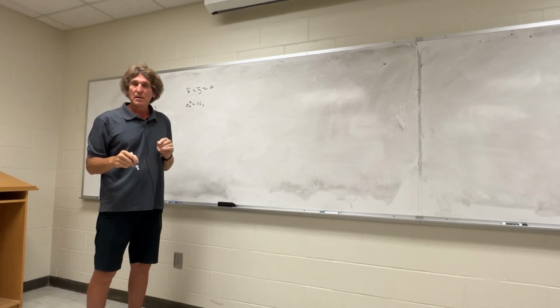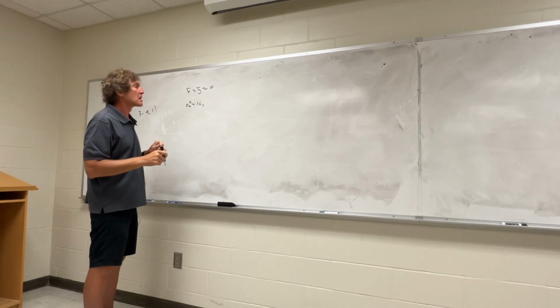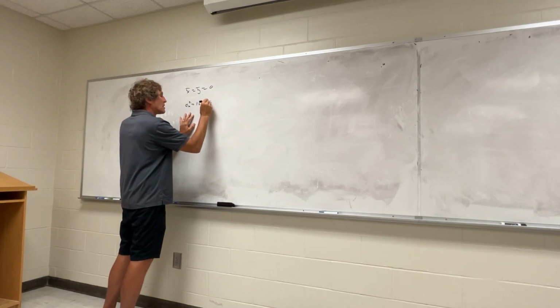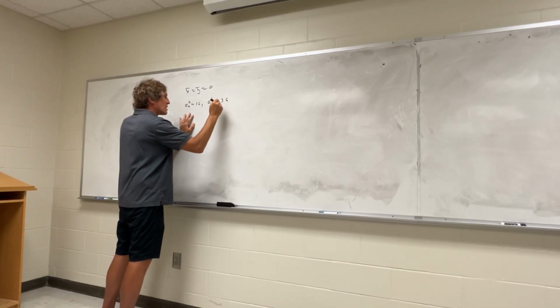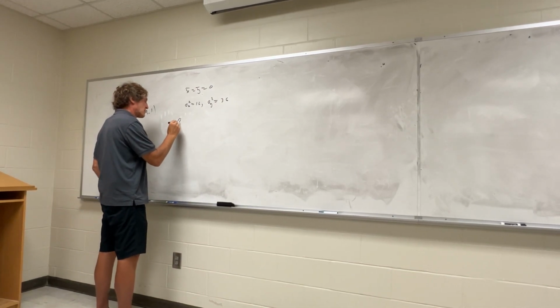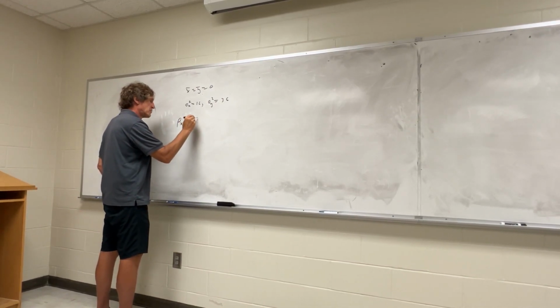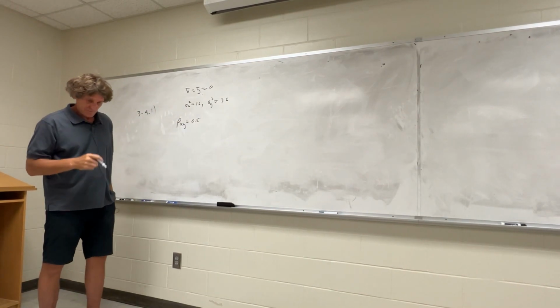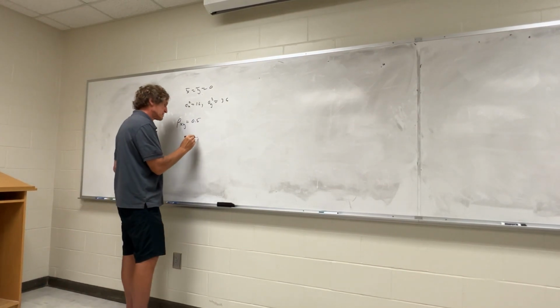Problem 3-4.1. And then the variance of y is 36. And they both have a correlation coefficient of 0.5. All right, rho x,y equals 0.5. And then part A is find the variance of their sum.